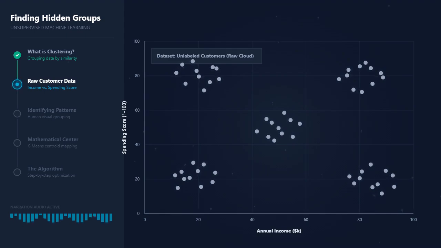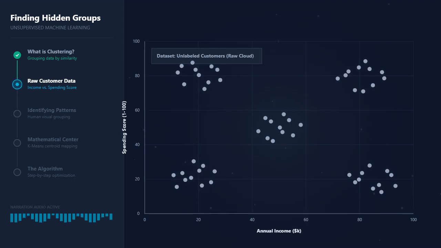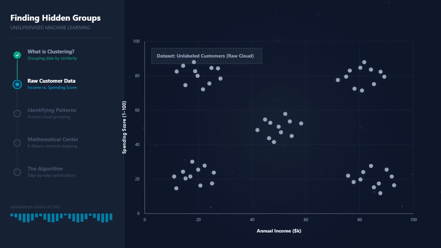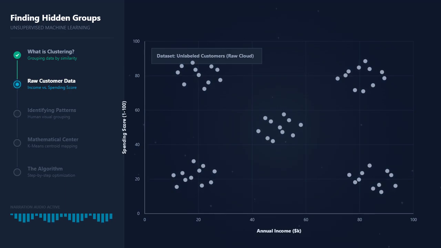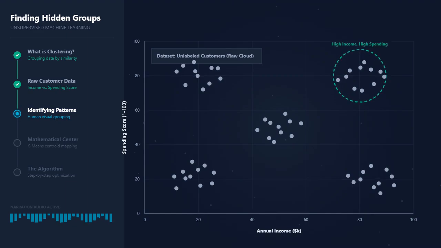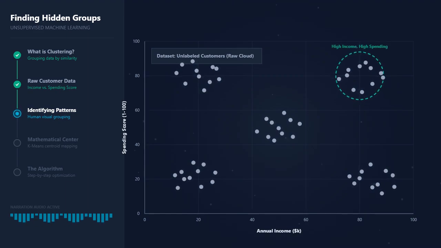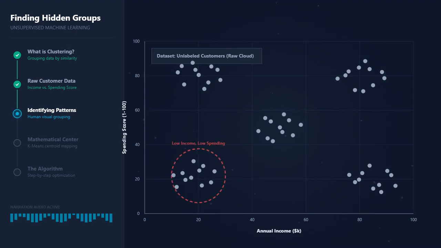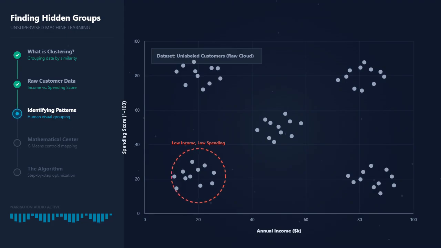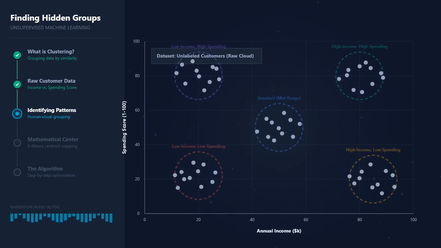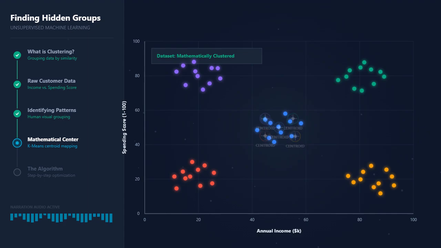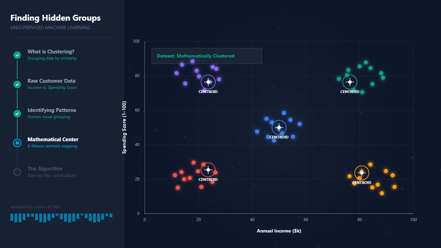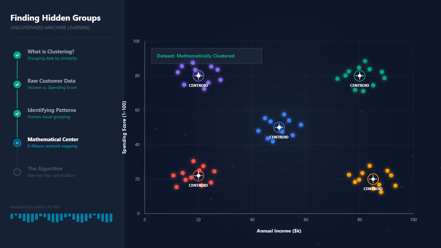Imagine a scatter plot. The x-axis represents a customer's annual income, and the y-axis represents their spending score on your website. When you first plot all your customers, it just looks like a giant cloud of gray dots. There are no labels. There are no colors. It is just raw data. But if you look closely, you might start to see natural groupings. Maybe there is a cluster of high-income, high-spending customers in the top right. Maybe there is a cluster of low-income, low-spending customers in the bottom left.